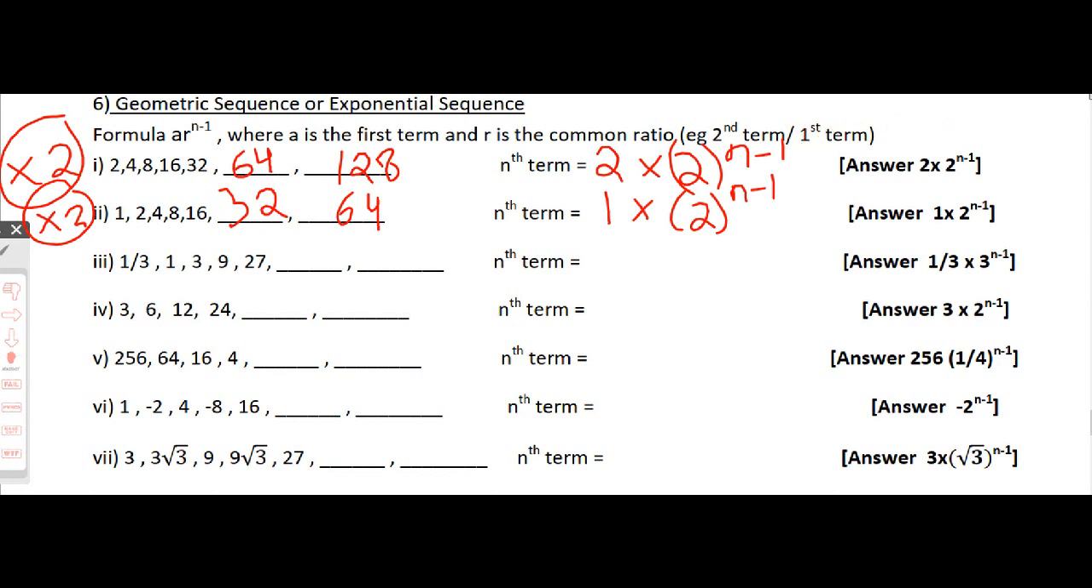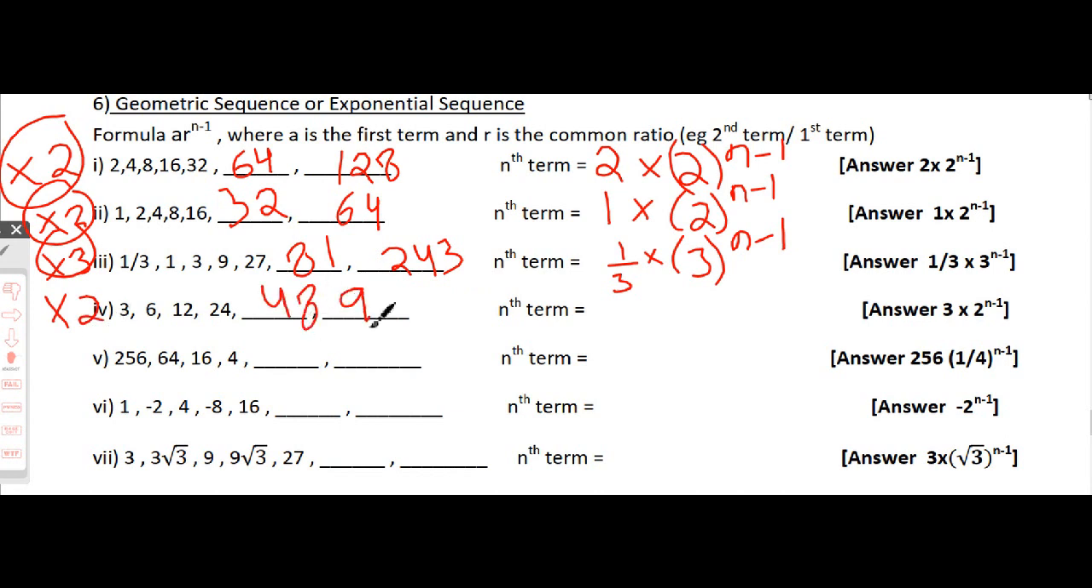Okay, part 3, what is happening here? Every number is being multiplied by 3 to get the next number. So 27 times 3 is 81, 81 times 3 is 243. The nth term is: write the first number times the common ratio, which is this 3, power n minus 1. Part 4, every number is being multiplied by 2. So 24 times 2 is 48, and then 96. The nth term is: write the first number times the common ratio power n minus 1.